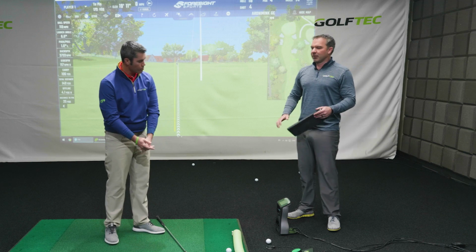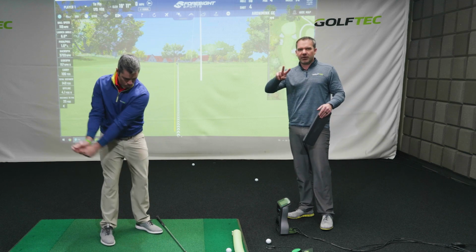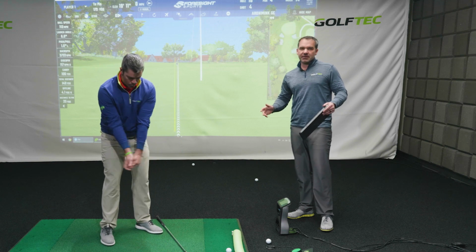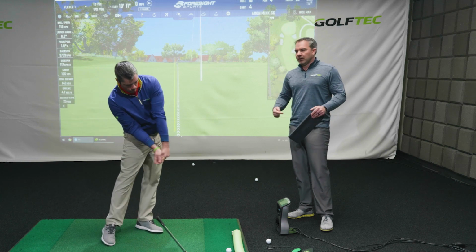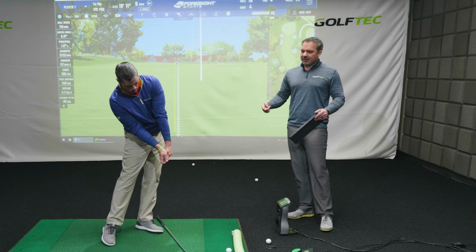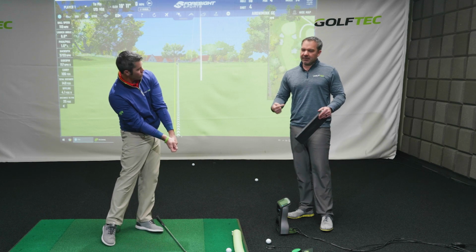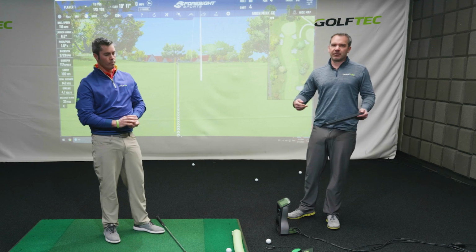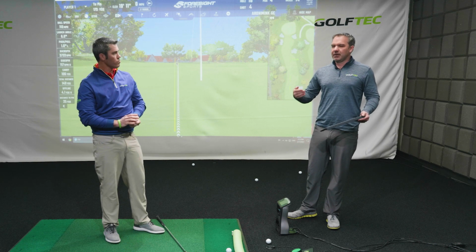Same thing works for your shoulder tilt, because you saw how those two ingredients really come together to form the amount that you tilt to the right. Good luck tilting to the right without enough hip sway towards the target. Then good luck having a swing direction and an angle of attack that's near the tour average if you don't have enough hip sway and shoulder tilt. That's why those are so critical to the whole puzzle.